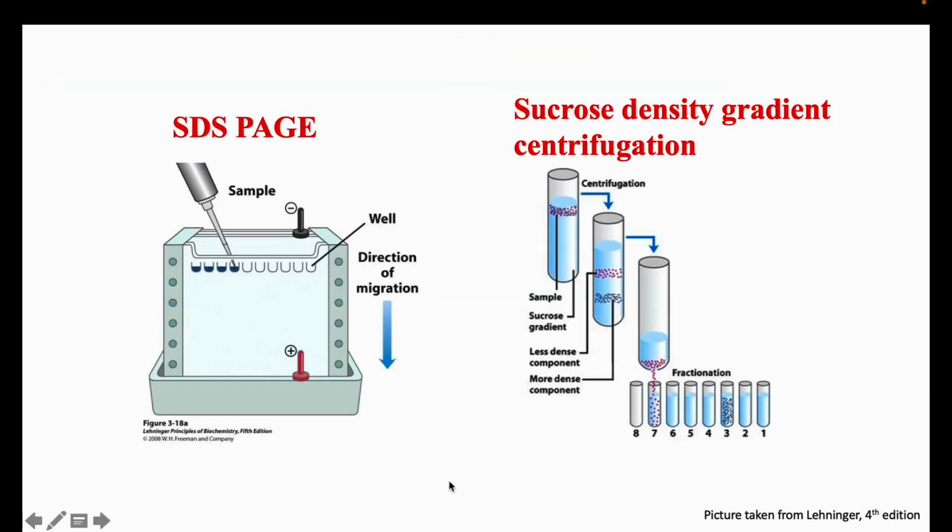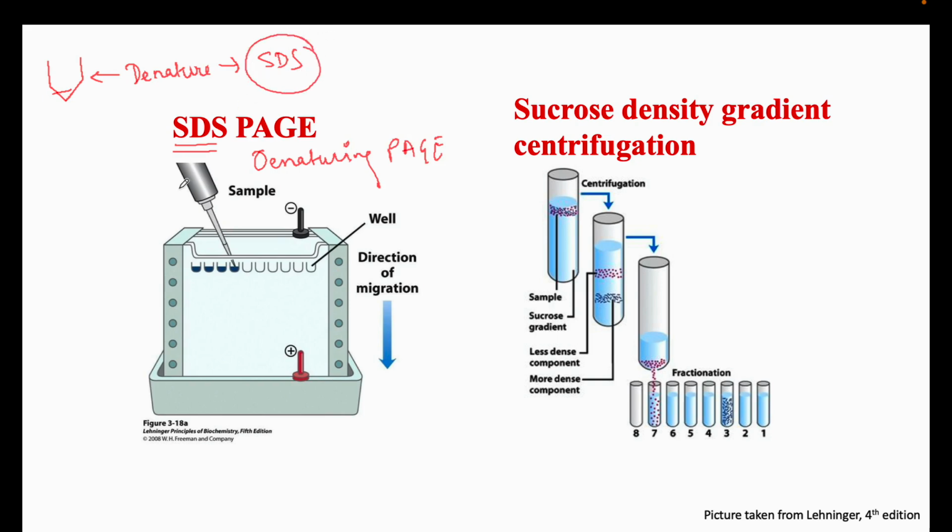The next technique which they have mentioned is SDS page. Okay, so in SDS page, what we do, we have a protein sample, and then we denature our protein sample in SDS. Since it is written SDS, this is denaturing page. Our proteins are getting denatured, and here we are using sodium dodecyl sulfate.